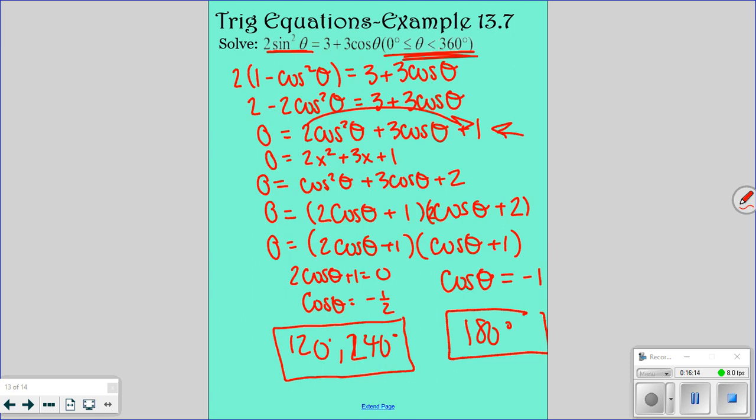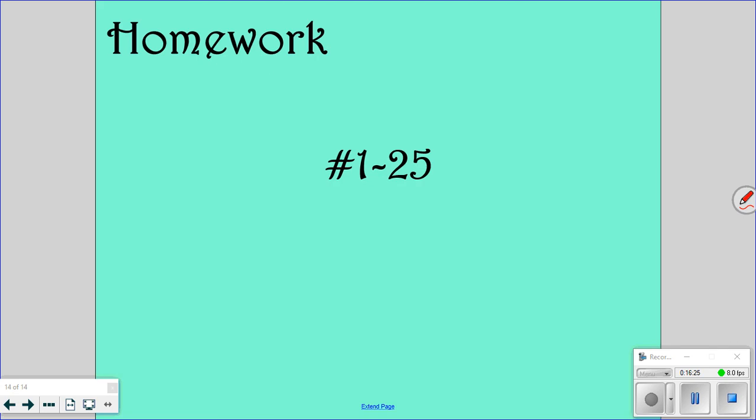So hopefully you remember doing those last year with pre-calculus. There are different types of trig equations that they'll give you, but those are the basic ones that you'll have. So on your homework tonight, you need to make sure to do 1 through 25, and then we can go over any questions you have tomorrow.